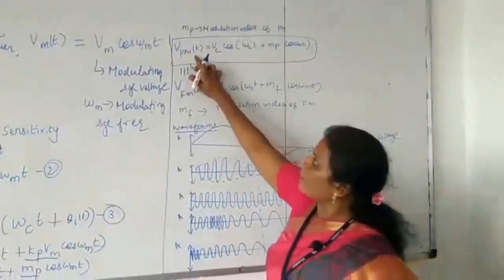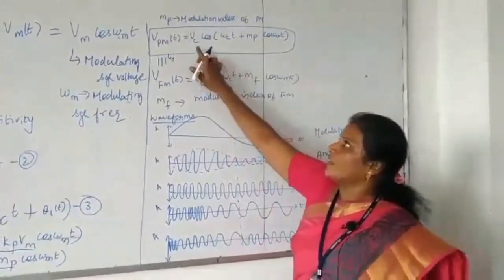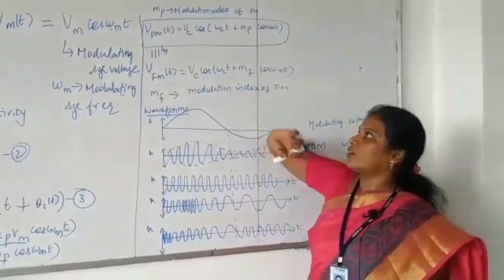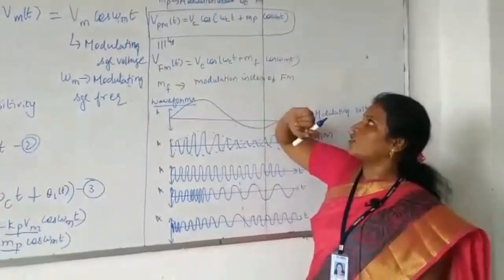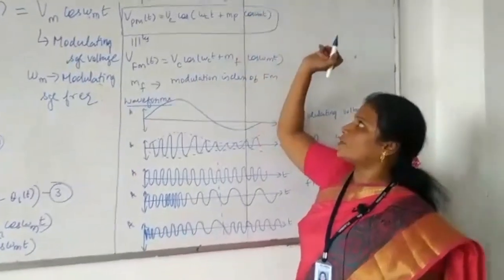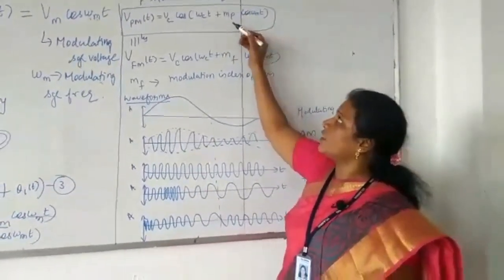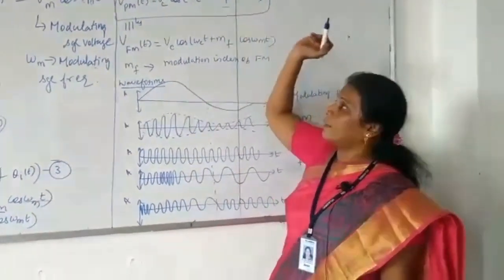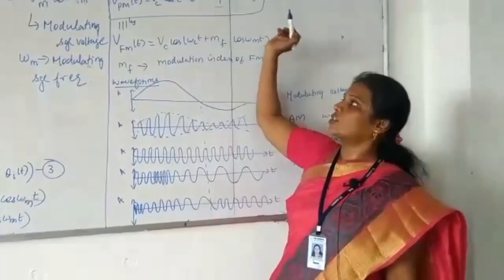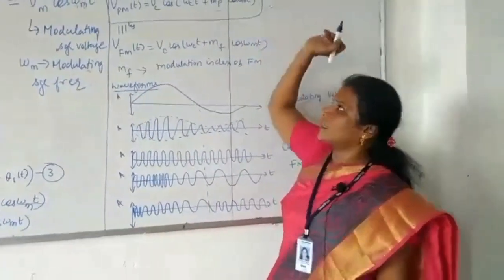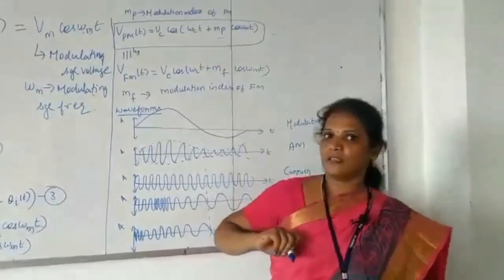So finally, the Vpm of t equation is Vc, the carrier voltage maintained constant, the carrier frequency maintained constant, and only the phase angle of the carrier is varied. After the variation, the constant is referred to as Mp, which is called the modulation index of PM. So this is the mathematical equation of your phase modulated signal.